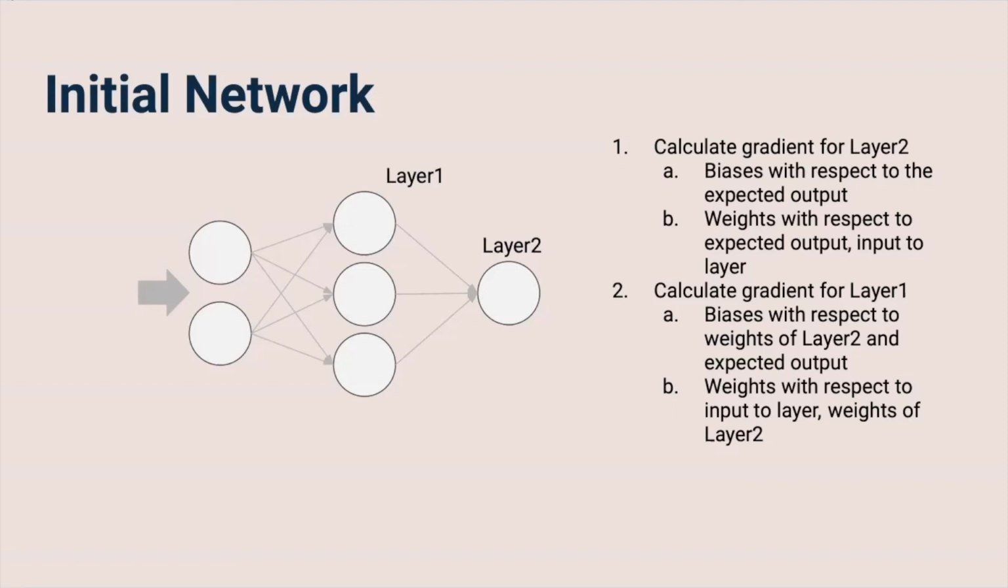And then after that, we would need to calculate the gradient for layer 1, specifically the biases with respect to weights of layer 2 and also the expected output. So the key takeaway here is that the further back you get into the network, going in the backwards direction, the further back you need to calculate the gradients with respect to the prior gradient. Like Jason mentioned, the simplest way to understand this is using the chain rule further down.